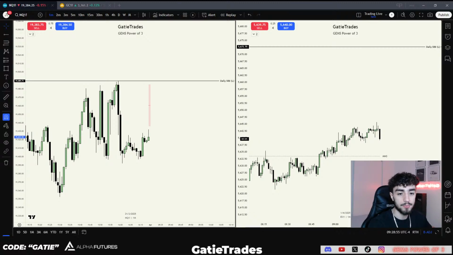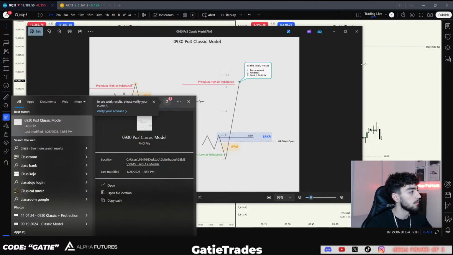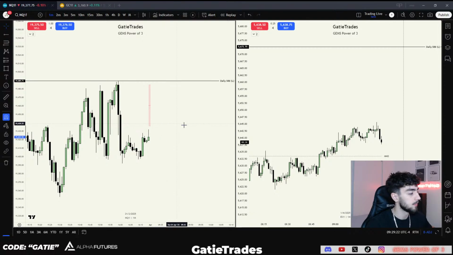Full port 930 shorts. It's possible. The move could be distorted until 10. If I were to take a trade, it would be this model before 10. After 10, we'd look for something else.